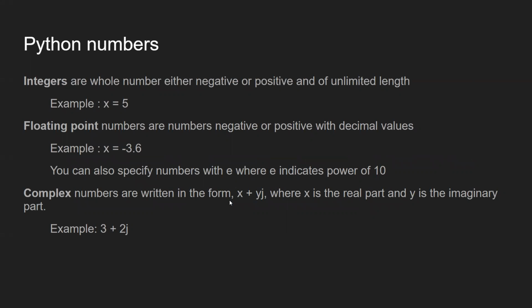Integers are whole numbers. They can be either negative or positive, and those numbers are of unlimited length. Floating point numbers are also either negative or positive with some decimal values. Say x is equal to minus 3.6, where minus 3 is your integer part and 6 is your fraction part. Also, you can have complex numbers, which can be written in the form of x plus yj. For example, 3 plus 2j, where 3 is the real part and 2j is the imaginary part.